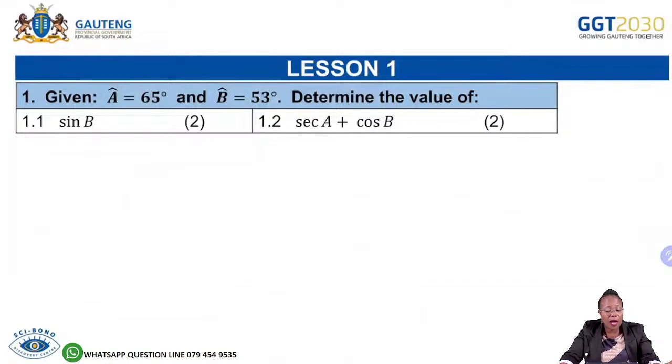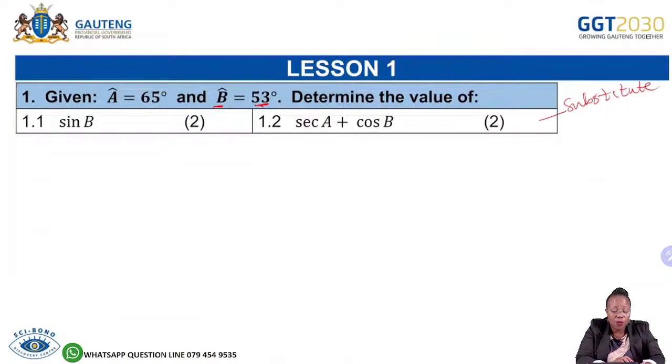We are given that angle A is equal to 65 degrees and the value of angle B is equal to 53 degrees. Now you need to determine the values of the following. Number 1, we are given the sine of B. So if you look at B, B is equal to 53. So here the method is substitution. You will be substituting the given values in reference to the angles. If it shows A, you substitute 65. If it shows B, you substitute 53 degrees.